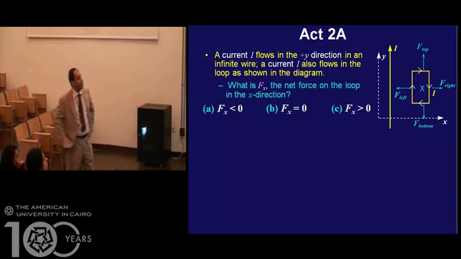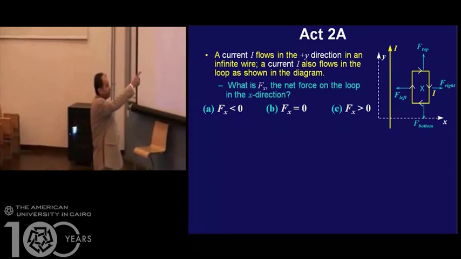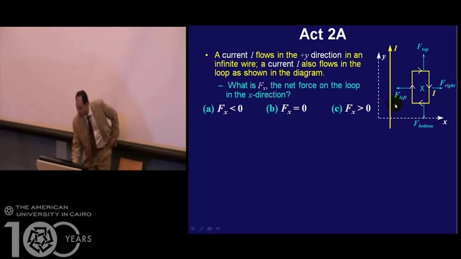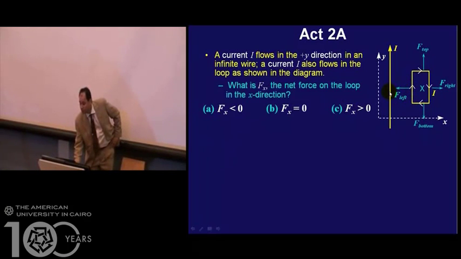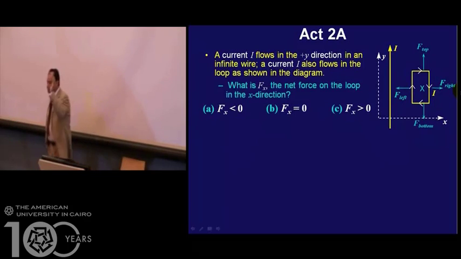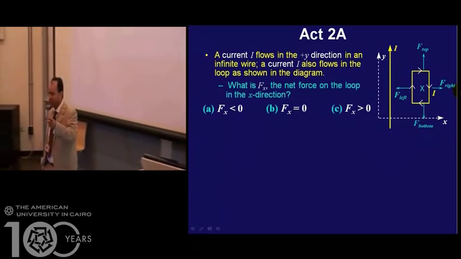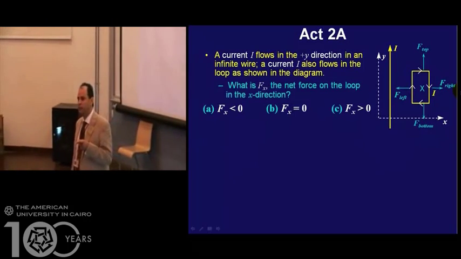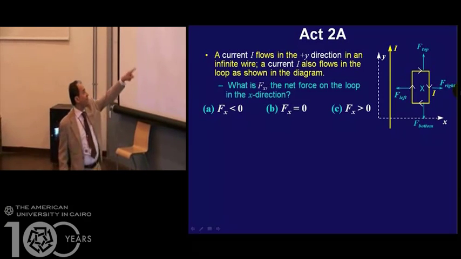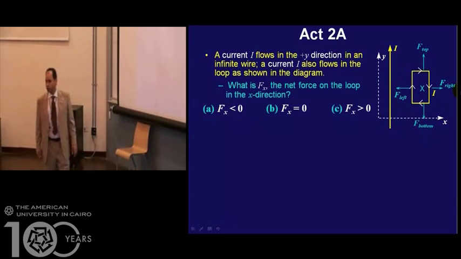No, actually, on that segment of the loop, the force is to the left. And on that segment of the loop, the force is to the right. So why 0? That's good. The directions of the two forces are opposite to each other. But are they equal in magnitude? Which one will be more, the force to the left or the force to the right? The force to the right.